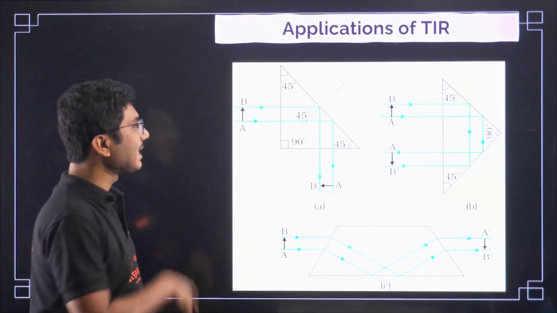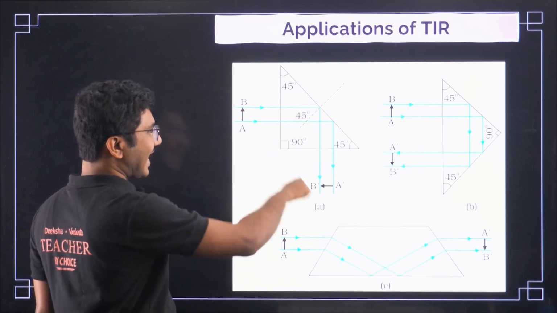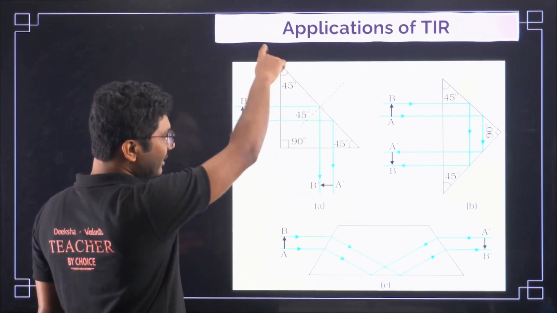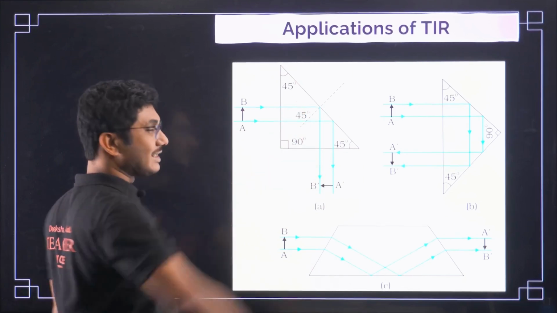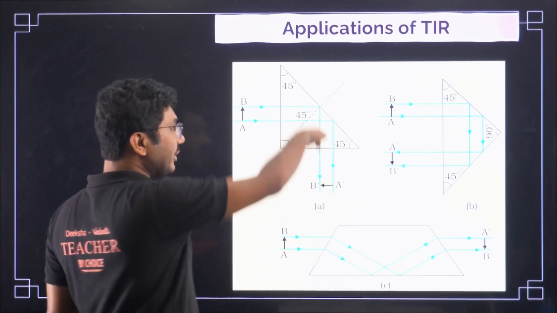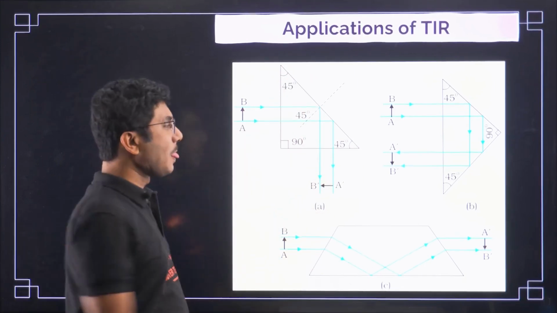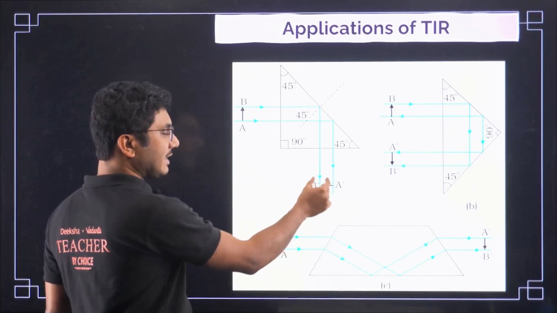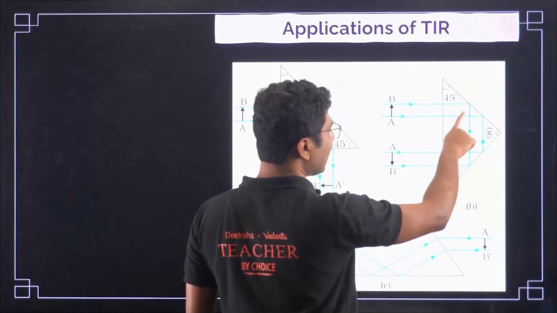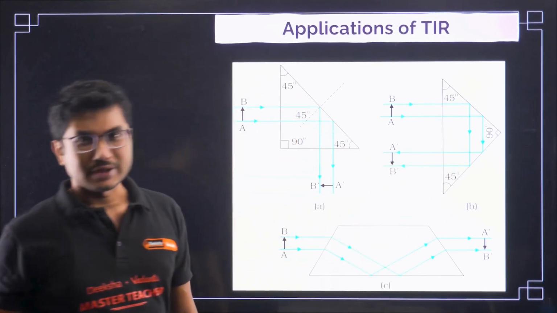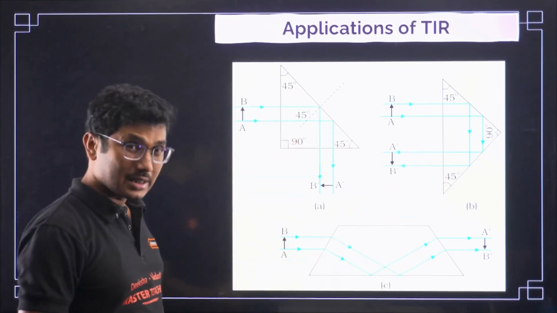As you can see, light travels through this, and once it falls on this surface, which is cut in such a way that the angle of incidence is greater than the critical angle, it deflects back, and you observe the image over here. Here it is an inverter. This is also used in some projectors and cameras.